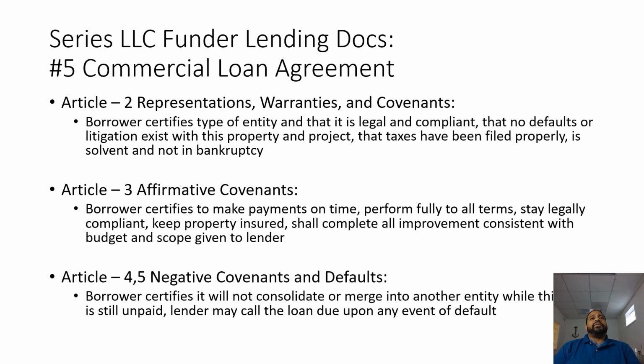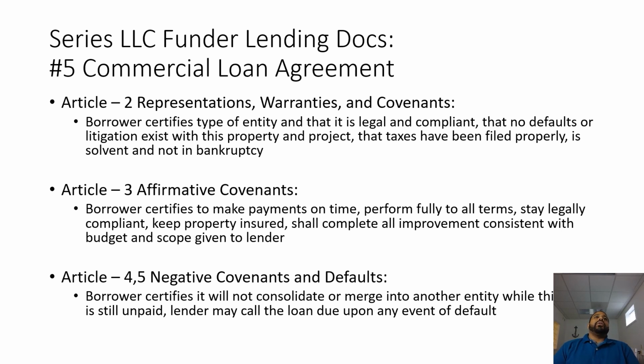Article 3 was the affirmative covenant, and it basically certifies that the borrower will make payments on time, perform fully to all of the terms, all of the renovations, all of the legal requirements, all of the agreements in the overall agreements, and that the borrower will stay legally compliant, keep the property insured, and will complete all improvements and renovations in accordance to the scope of work and the budget that we had to present to the lender prior to getting approved for this loan.